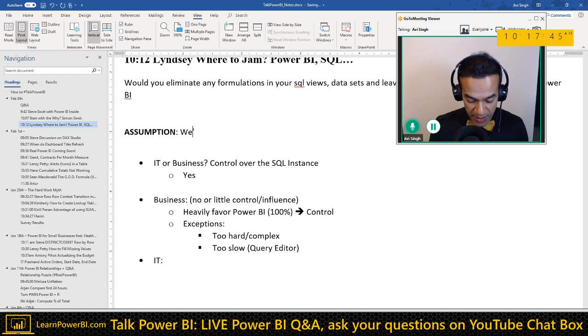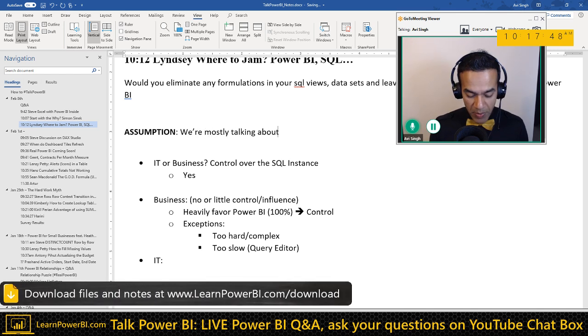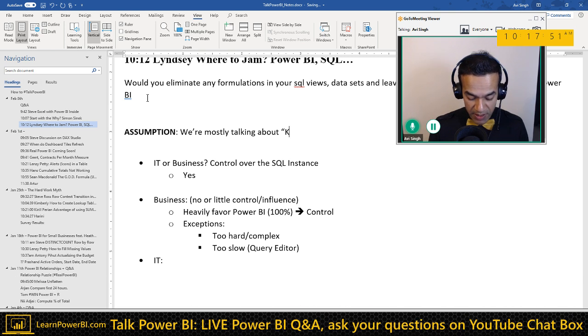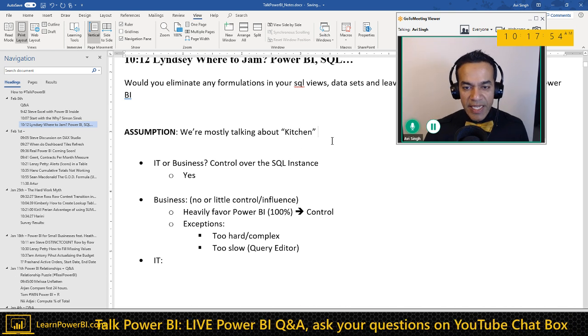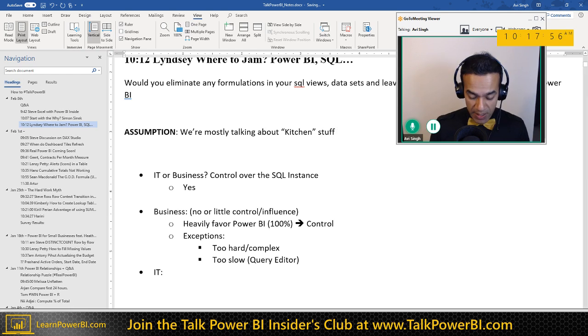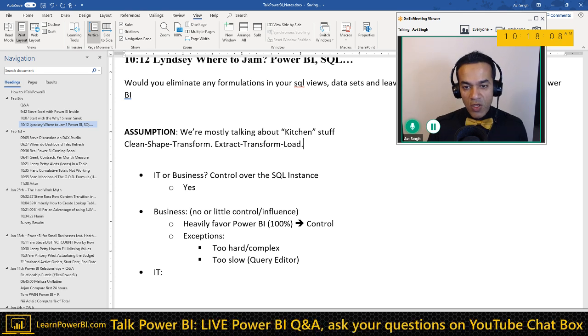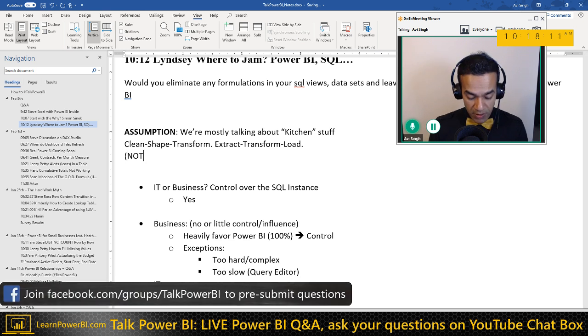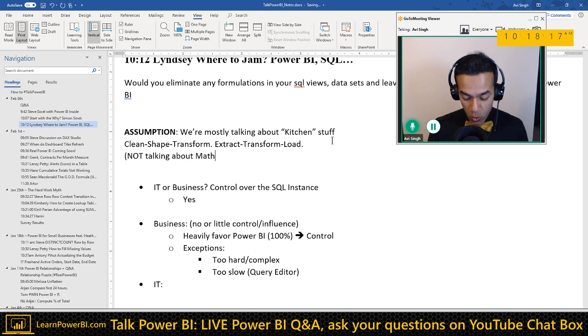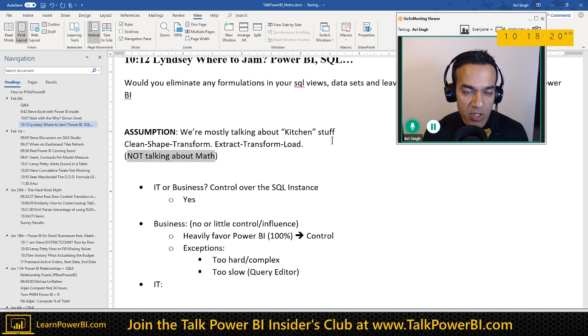The assumption is we are mostly talking about what I call the kitchen stuff. The query editor is the kitchen of Power BI. This is what I call clean, shape, transform. Yes, there's another word for that too. Same thing, kitchen-y stuff. Extract, transform, load. So we're mostly talking about that. We're not, right now at least, talking about math. Woohoo! That's a big assumption, because we may be talking about math. We'll come back to that. So for now, we're not talking about calculations or measures.